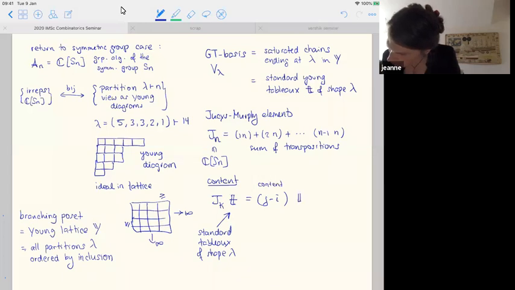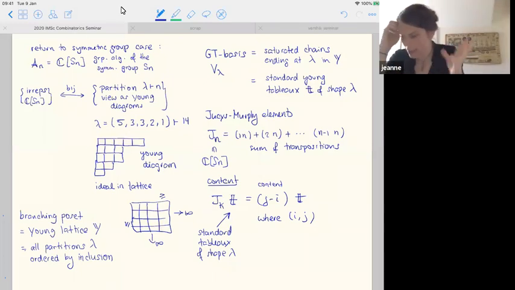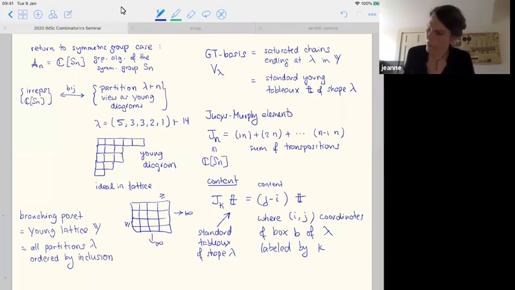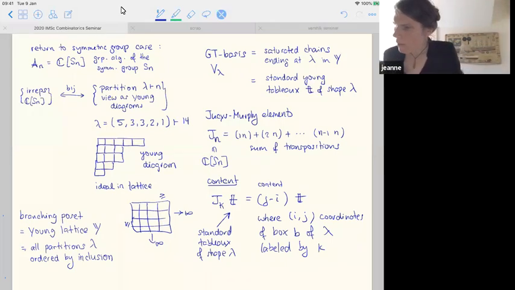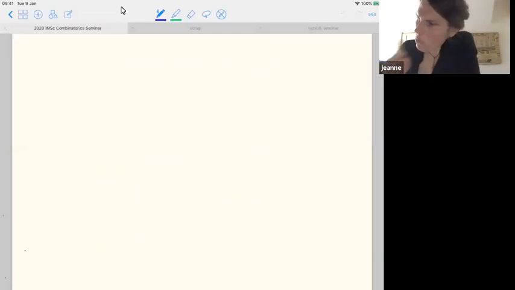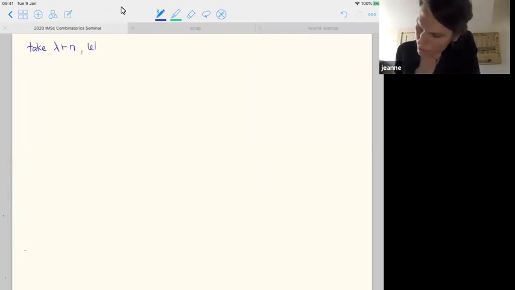Of T, where the pair (i, j) are just the coordinates of the box of lambda which is labeled by K. And then, this is the point that interests me: what we can do. Take lambda now, a partition of N, and let s_lambda be the corresponding Schur function or Schur polynomial.